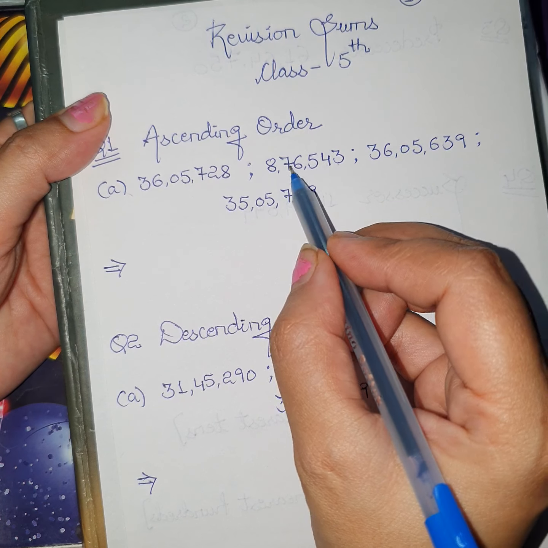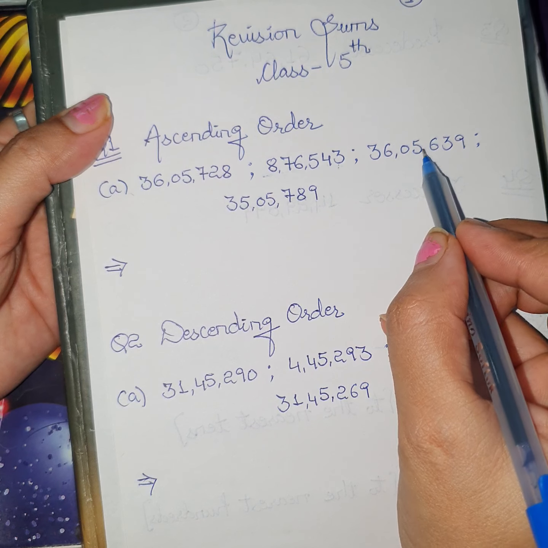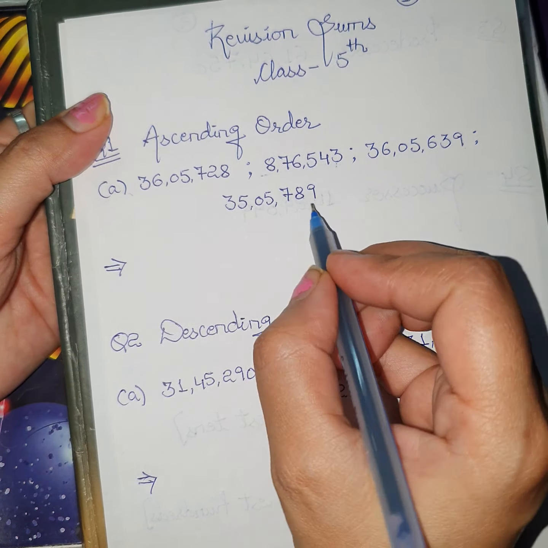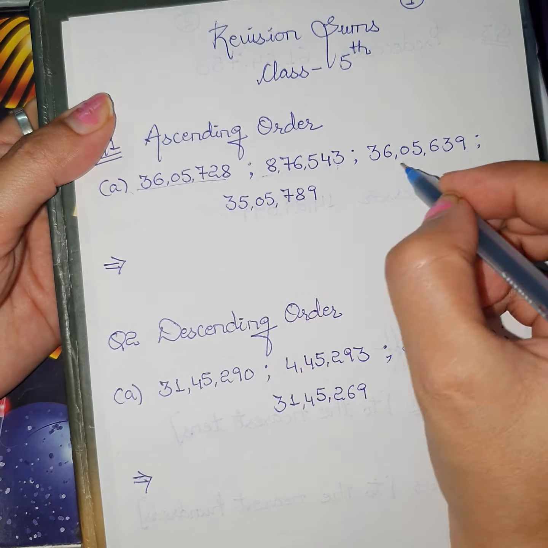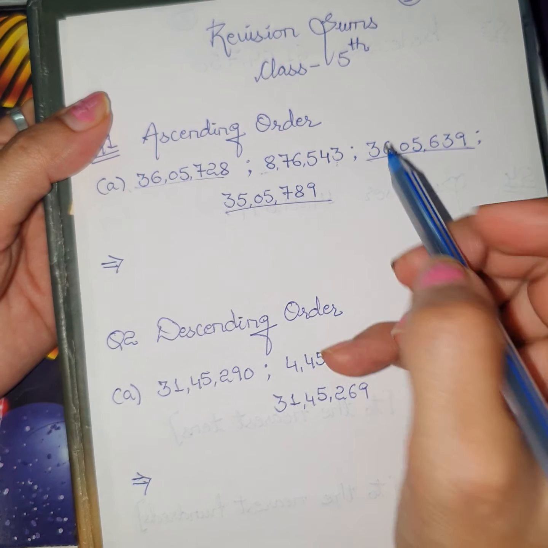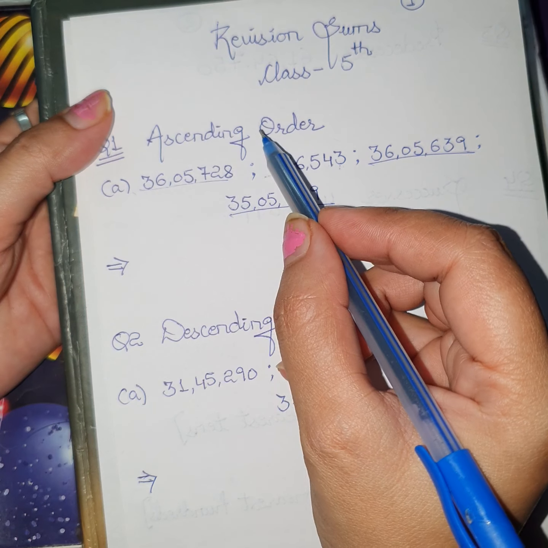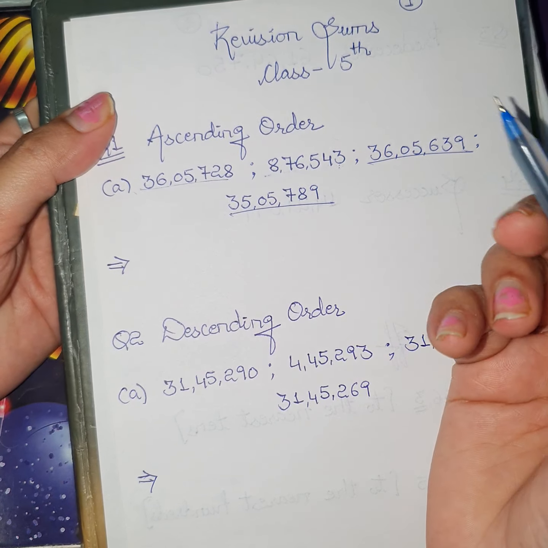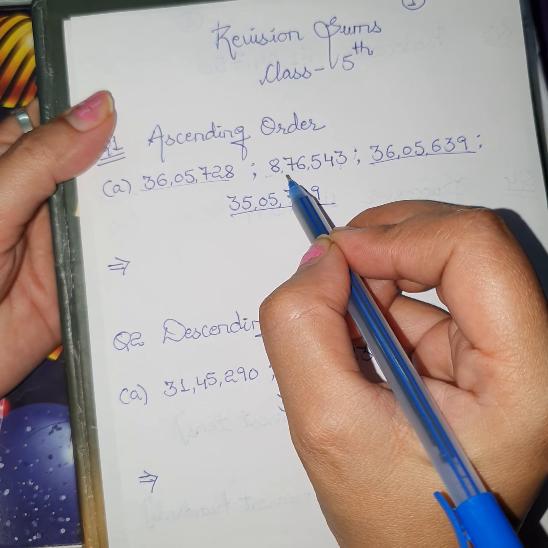1, 2, 3, 4, 5, 6. 6 digits are there in this second number. 1, 2, 3, 4, 5, 6, 7. 7 digits. 1, 2, 3, 4, 5, 6, 7. So the first number, third number and the last number have 7 digits and this second number has 6 digits, and ascending order means smaller to greater. That means it is understood that this number is the smallest of all.